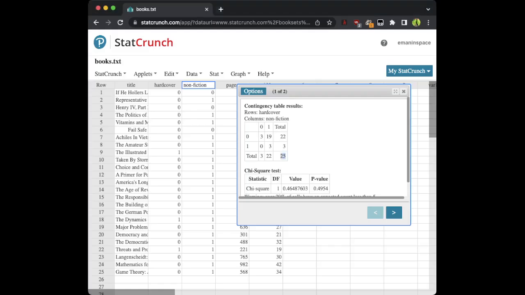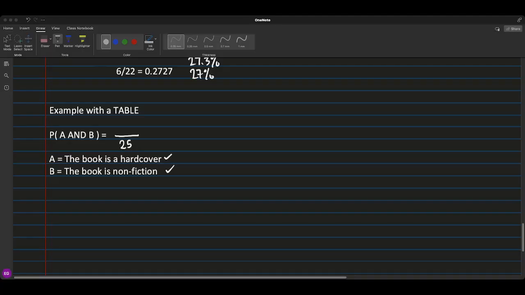There we go. So we want it to be a hardcover. We need it from this row. And we need it to be nonfiction, so it needs to be from the column of 1. So there are 3 books that satisfy that criteria. Those are the 3 books that are both a hardcover and are nonfiction. So the answer is 3 out of 25.